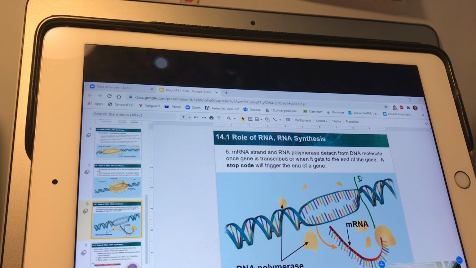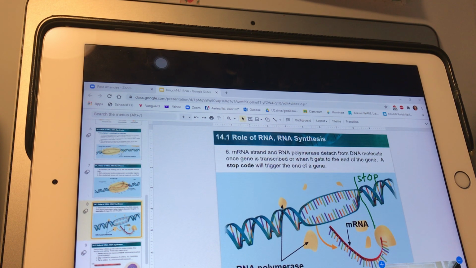That's where it stops. It stops because there's a certain sequence in the DNA that tells the enzyme, hey, this is where the gene stops. So everything breaks up. This is your messenger RNA. This message contains the code to make the protein.